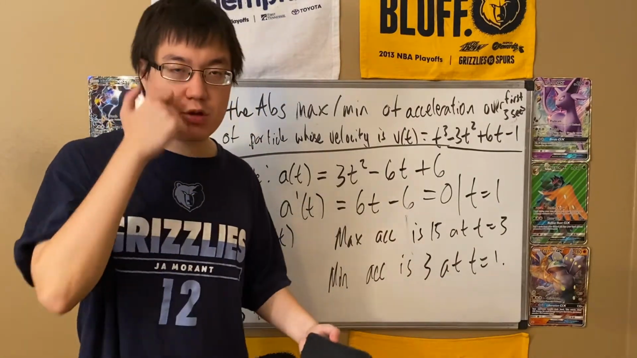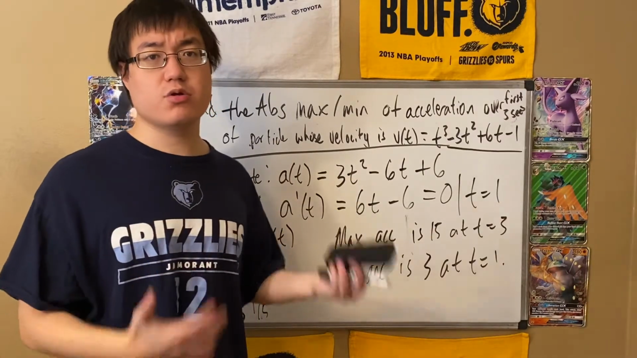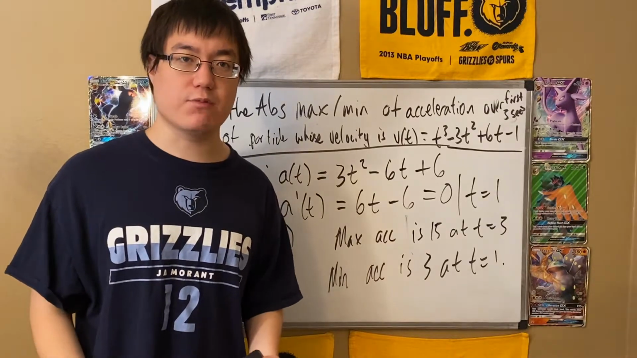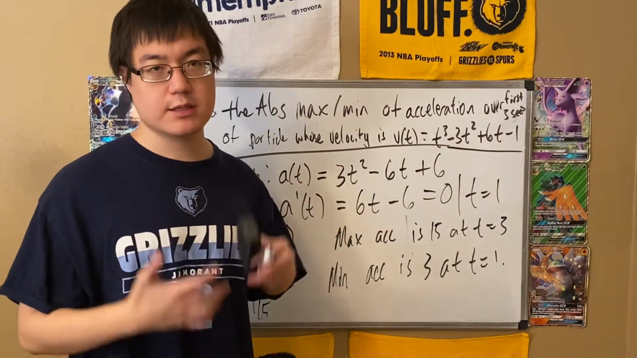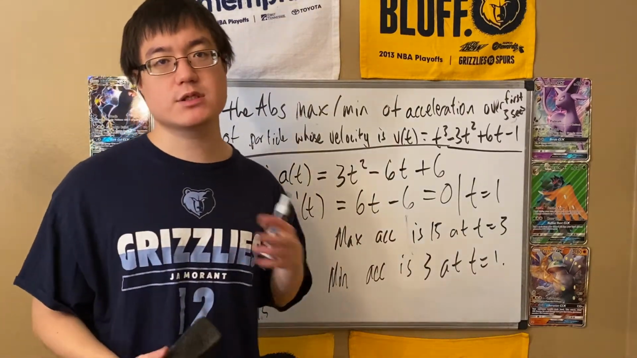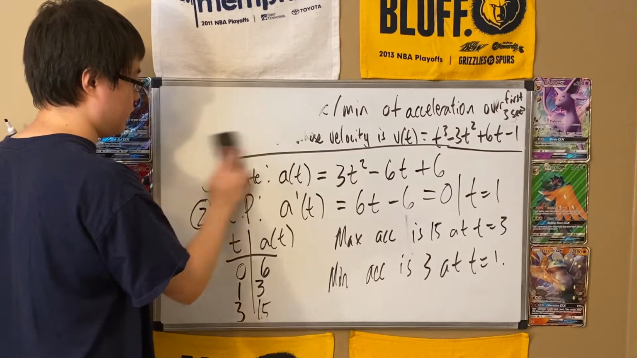But for now, what I'm going to do is talk about the alternative way to do absolute max or min. So basically, you do this method when you can't draw a table. And a big reason why is because there's no endpoints. And if there's no endpoint, you can't draw the table because always the endpoints go in the table. So let's talk about the alternative way to do absolute max or min.